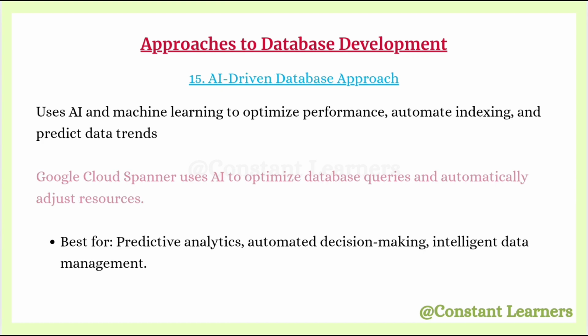Next up is AI-driven database approach. This uses AI and machine learning to optimize performance, automate indexing, and predict data trends. Google Cloud Spanner uses AI to optimize database queries and automatically adjust the resources. It is best for predictive analytics, automated decision making, and intelligent data management. It is entirely AI driven and thus using machine learning approaches to make everything automated.